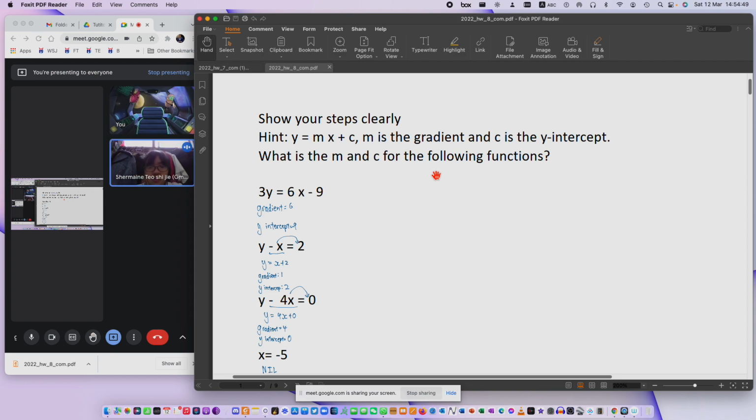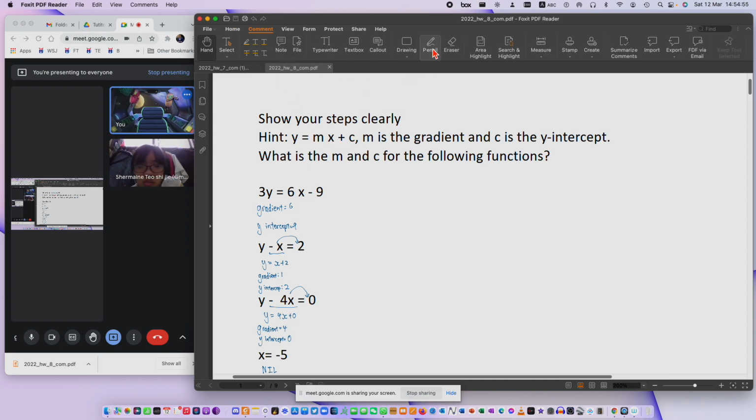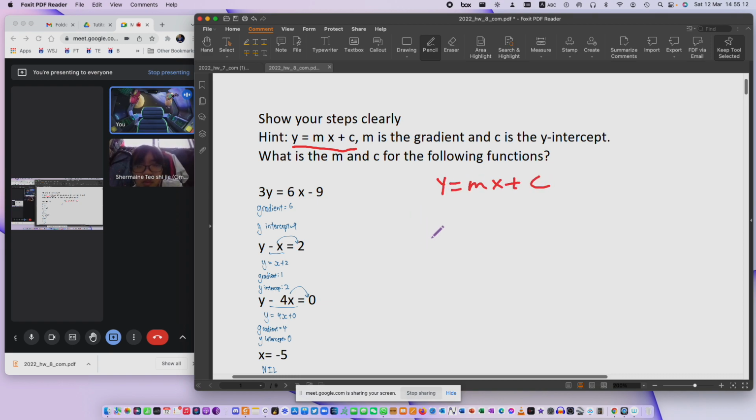The y equals to mx. I don't see you have written it down. I don't know, is it just because of you, or is this common among all students? To do such questions, you always write down y equals to mx plus c first. And then what do you do next? You write down the question, and ask yourself, can you start comparing now?